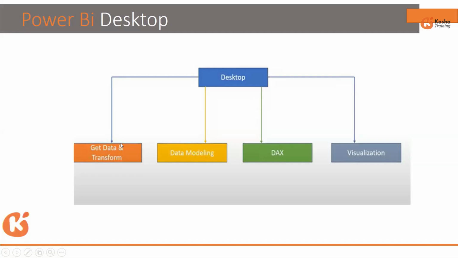Once you clean the data, then we need to do the data modeling. In data modeling, I told you about cardinality: one-to-one relationship, many-to-many relationship, many-to-one relationship, and our star schema and snowflake schema. All those things we do in the data modeling part. And in the data modeling, we have to write the DAX function, Data Analysis Expressions. Once you are done, then we have to do the visualization. So all these four steps will be taken care of by Power BI Desktop. In the desktop, we clean the data, do the data modeling, DAX functions, and visualizations.